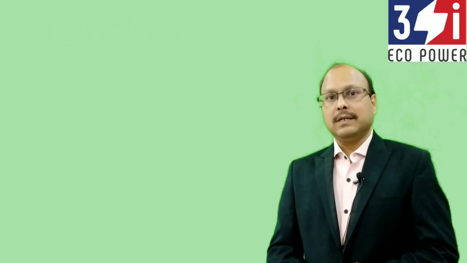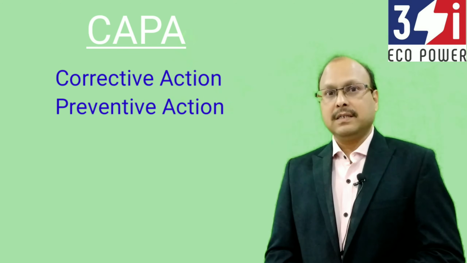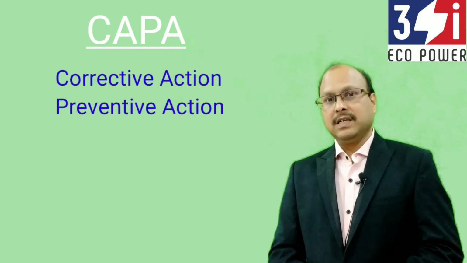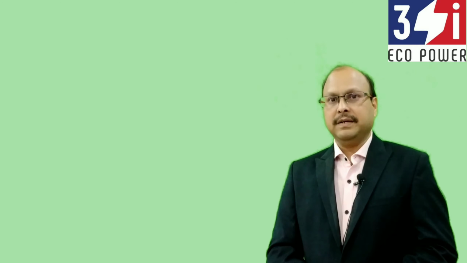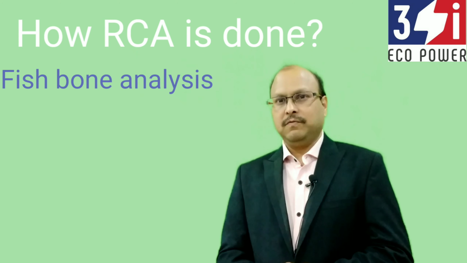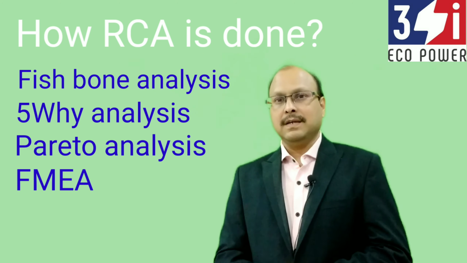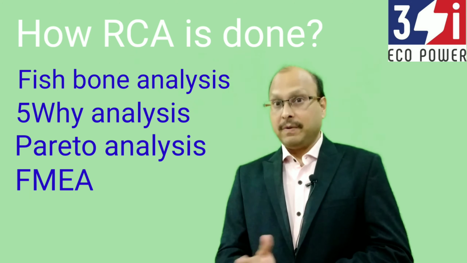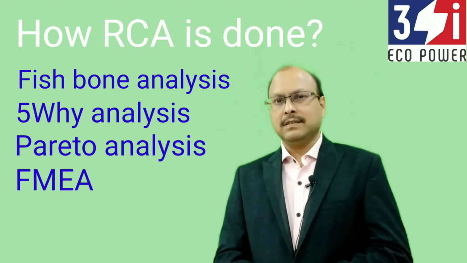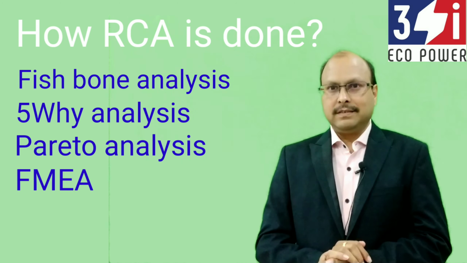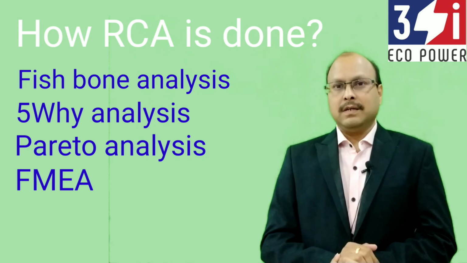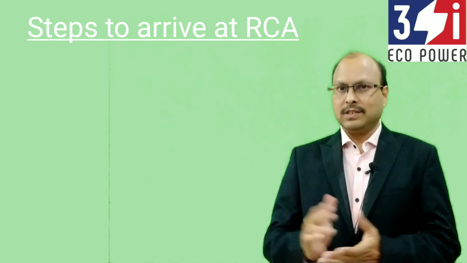In the quality jargon, it can be termed as CAPA, C-A-P-A, corrective action and preventive action. That's the outcome of an RCA. How is RCA done? There are many statistical means like fishbone analysis, 5-why analysis, Pareto or FMEA, failure mode effect analysis, etc. With any of the statistical means to arrive at RCA, we have to follow certain basic steps to get an effective answer or the solution.